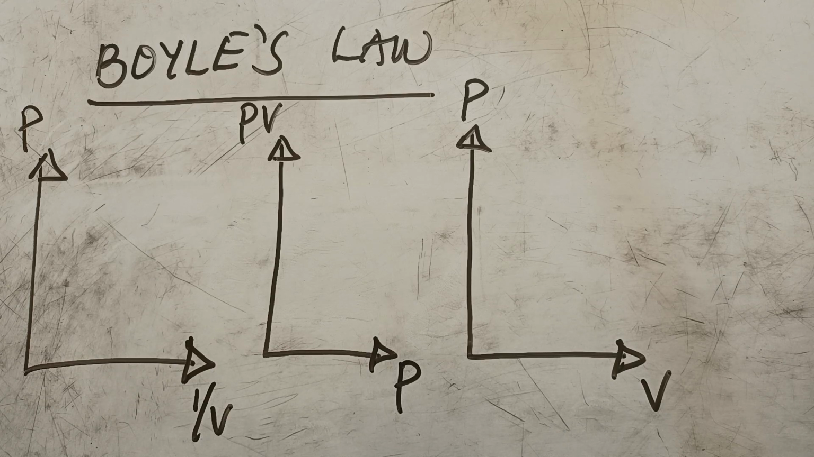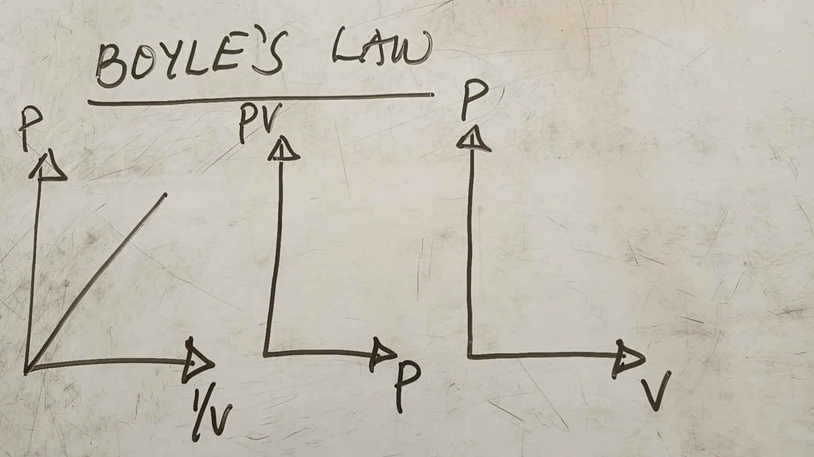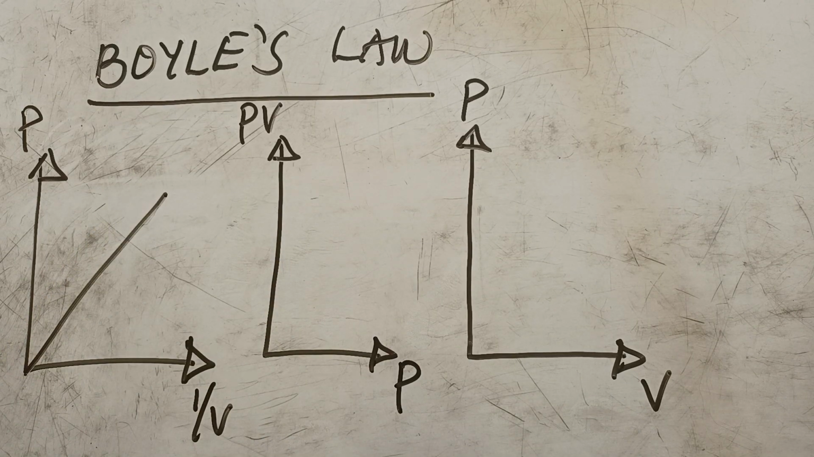You can see that there are three diagrammatic representations of Boyle's law we want to depict. Boyle's law can be represented graphically in several forms. We're just looking at a few. For instance, where we have pressure against the inverse of volume, our graph becomes linear like that.